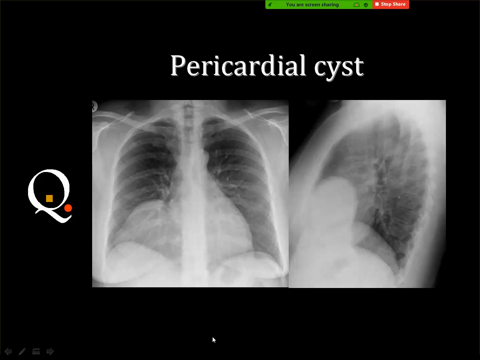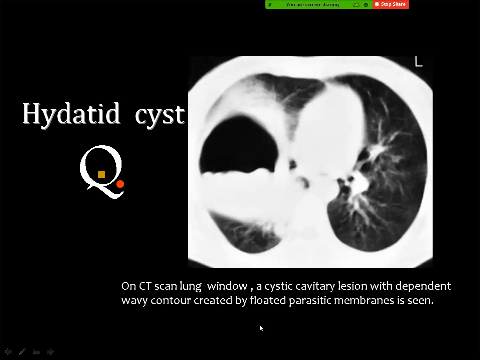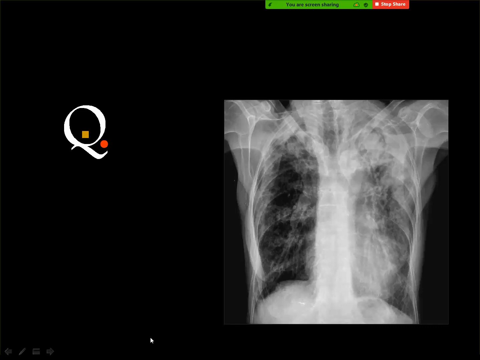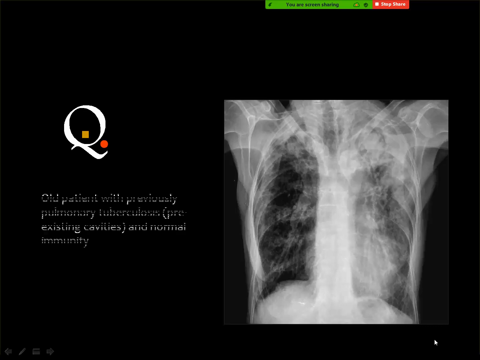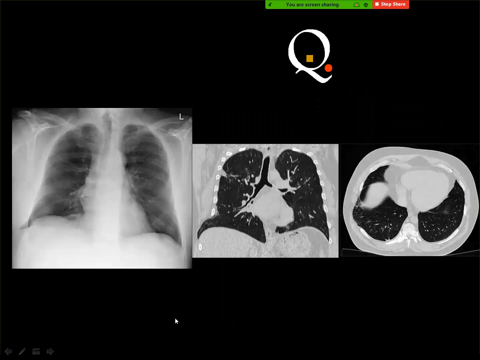Pericardial cyst. Very good. This is a pleuropericardial cyst, the usual classic location for this benign cystic lesion. Hydatid. Ruptured hydatid with the classic water lily sign. Fungal mycetoma, the fungus ball in the left upper lobe. Very good.